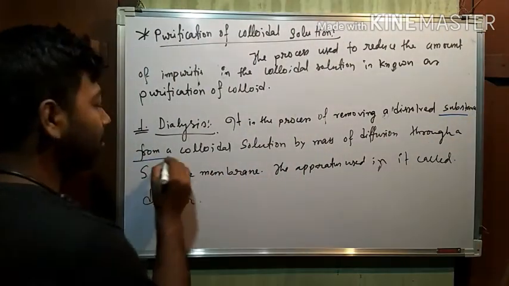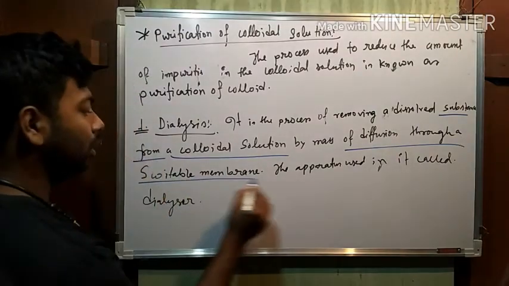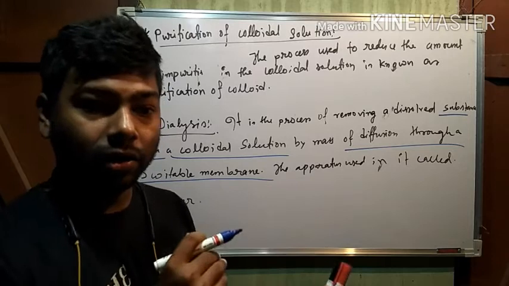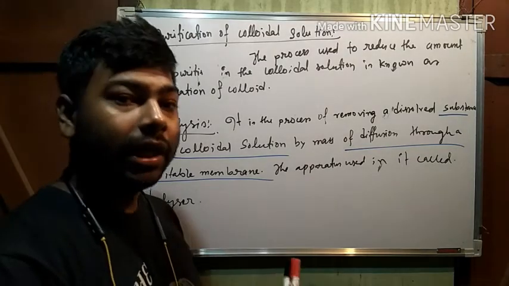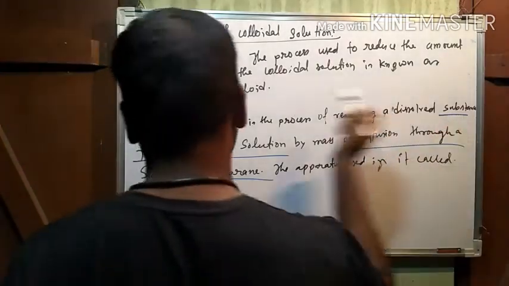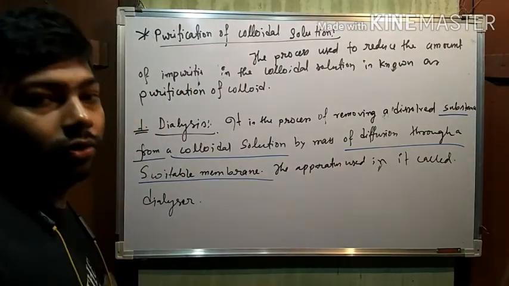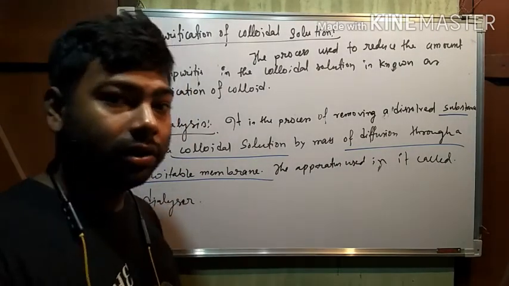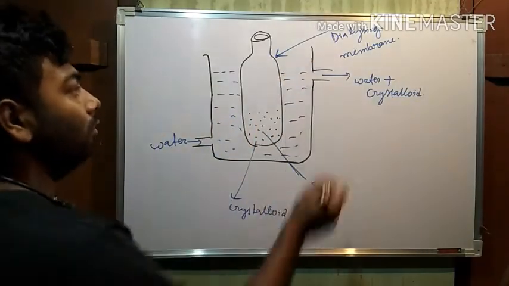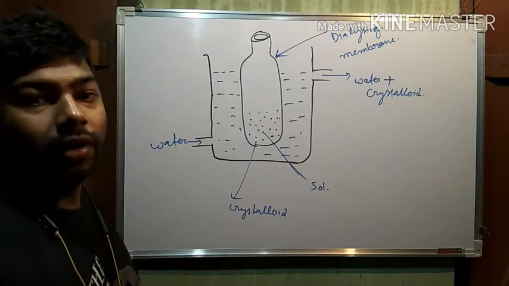Substance means here is impurities from the colloidal solutions by mass of diffusion through a suitable membrane. That means there will be a membrane, that means a layer, or you can say a paper, or any substance from where only the impurities component can pass, but not the colloidal solution or colloidal particle. Okay. Now see diagrammatically how. Now see, here is the diagram of dialysis, by which we can purify the colloidal solutions.